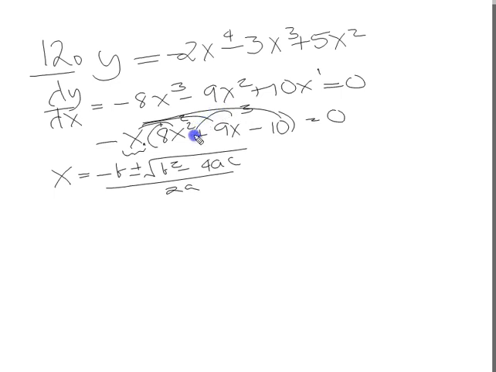Minus b plus or minus the square root of b squared minus 4ac, all over 2a. And then I'm going to circle the number of x's and put b. I'm going to circle that number there and put c. And I'm going to circle the 8, hopefully you can see it, and write an a. Alright, so I'm just going to get rid of the other lines that I've put there just for the expansion of the brackets.